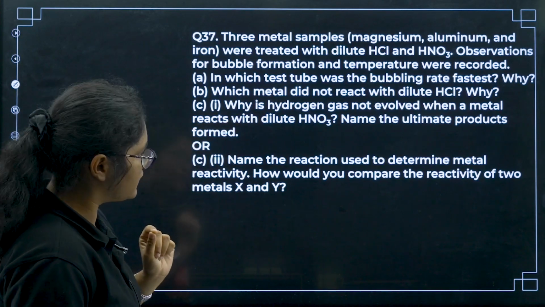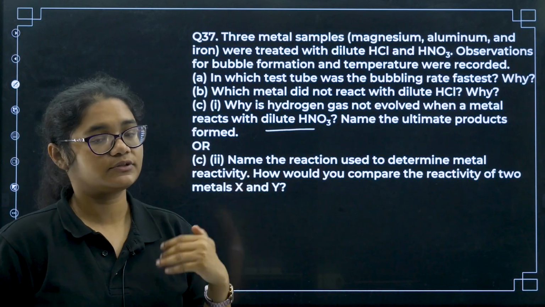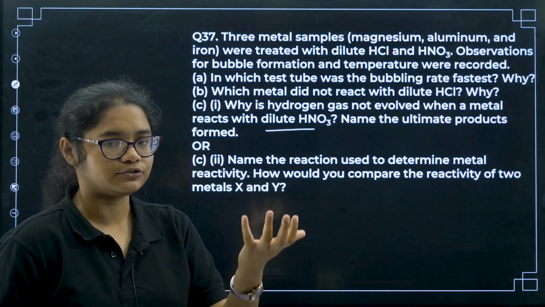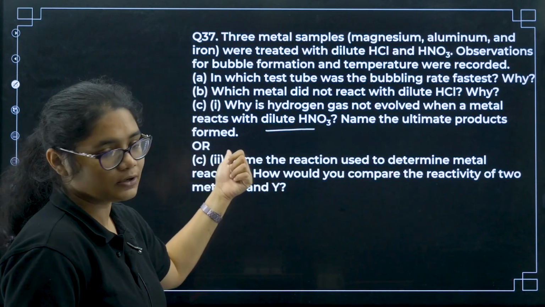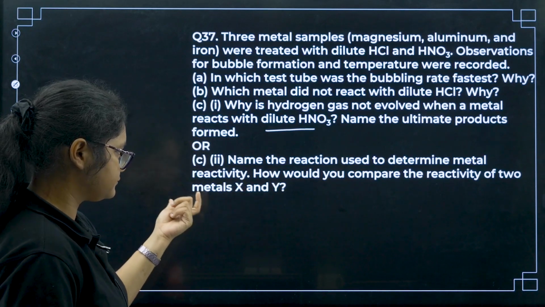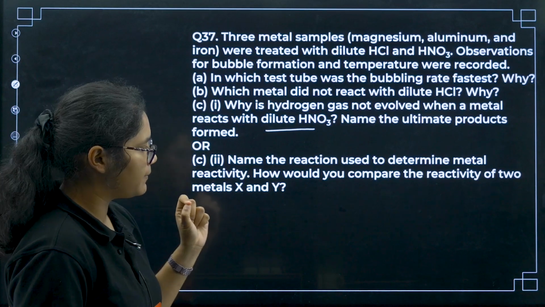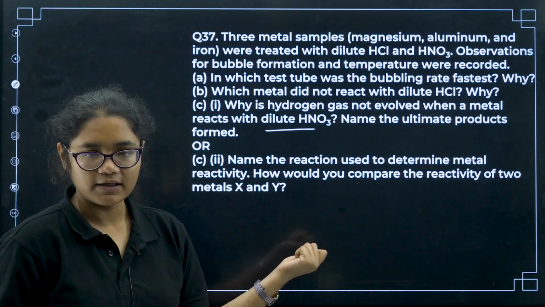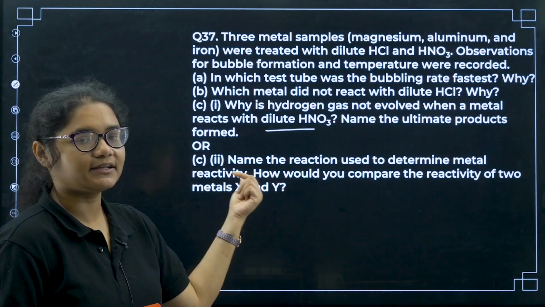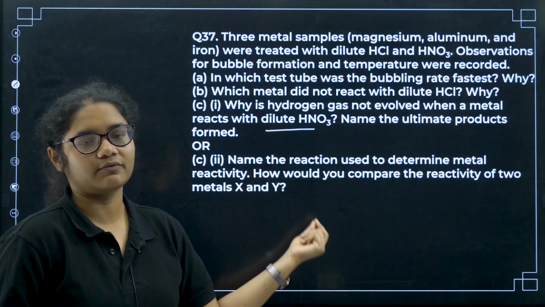Okay, why is hydrogen gas not evolved when a metal reacts with dilute HNO3? Because HNO3 is a very strong oxidizing agent and it will oxidize the H2 to H2O. So what is the ultimate product here? That is your H2O. Next, name the reaction used to determine the metal reactivity. We use displacement reaction to determine the metal reactivity. How would you compare the reactivity of 2 metals X and Y? You have to react X with a salt of Y. If it is able to displace, then X is more reactive. You have to react Y with a salt of X. If it is able to displace, then Y is more reactive.